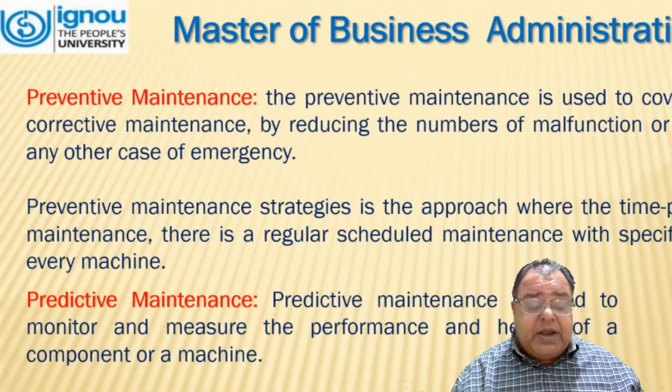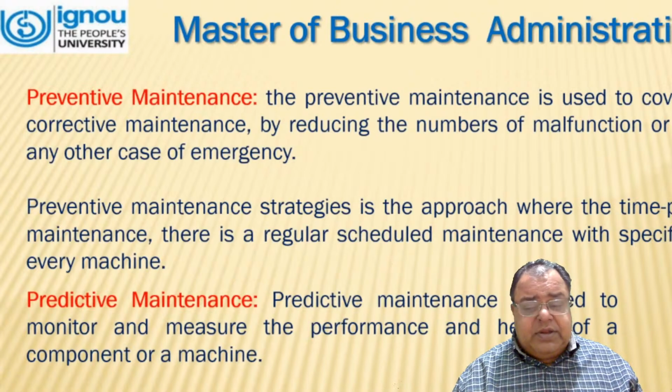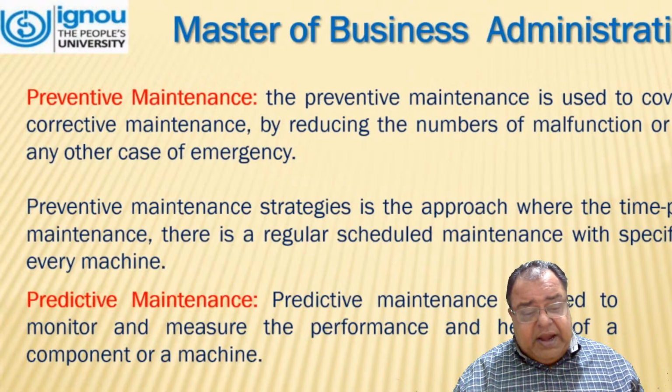Then comes predictive maintenance. Predictive maintenance is used to monitor and measure the performance and health of a component or a machine. The technology used in monitoring the condition of the component or equipment helps in predicting the status of the equipment in the near future and therefore making better decisions.